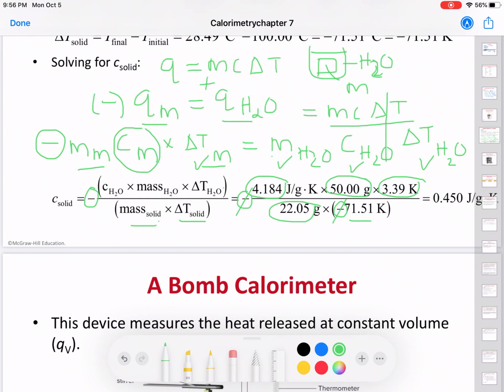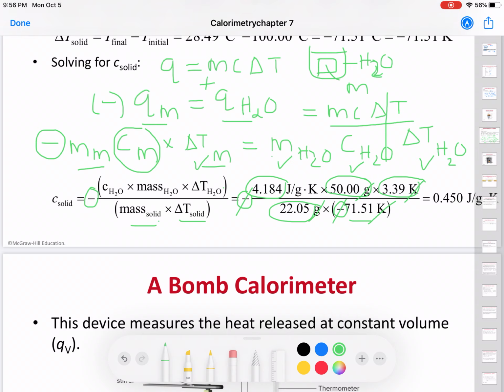Excuse me. And then you just have to do the calculation with these numbers. And then Kelvin will get cancelled, and the grams will get cancelled. And you will have the answer in joules per gram per Kelvin as the specific heat capacity of the solid: 0.450 joules per gram per Kelvin. So that's how we use a calorimeter to find out the specific heat capacity of a solid.